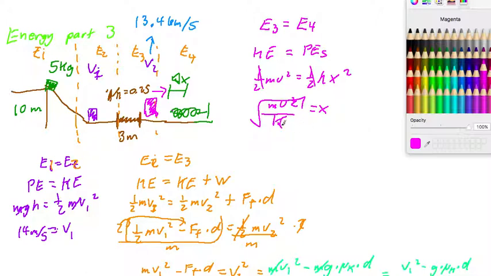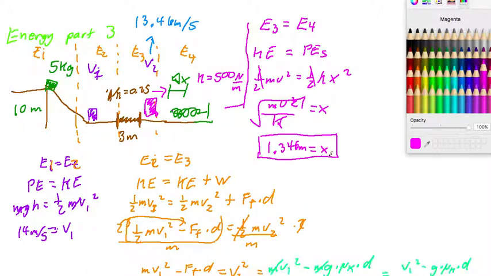So pause the video, k is 500, which I didn't give you in this case. I am so sorry for that. K is equal to 500 newtons per meter. Alright, I apologize for leaving that out. But I believe you now have all the numbers that you need. So I end up getting x equals 1.346 meters. And our previous one was actually 1.4, so there's not a significant difference.